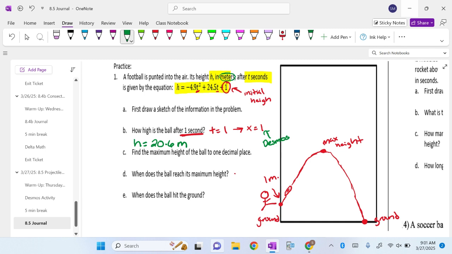So just to add that to the sketch, this line right here represents when t is equal to 1, so t seconds. The point of intersection was at the point 1, 20.6. So the height, or h, was at 20.6 meters after 1 second.